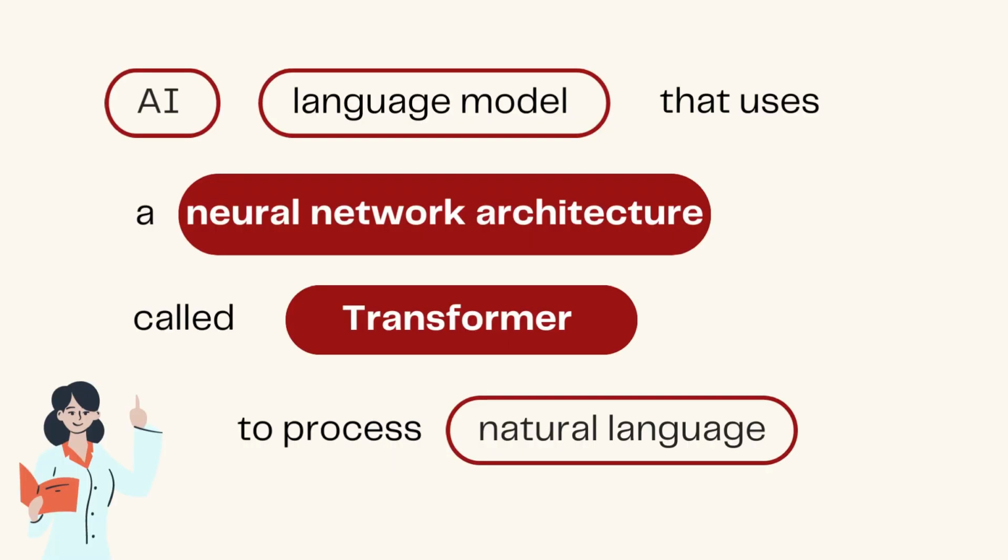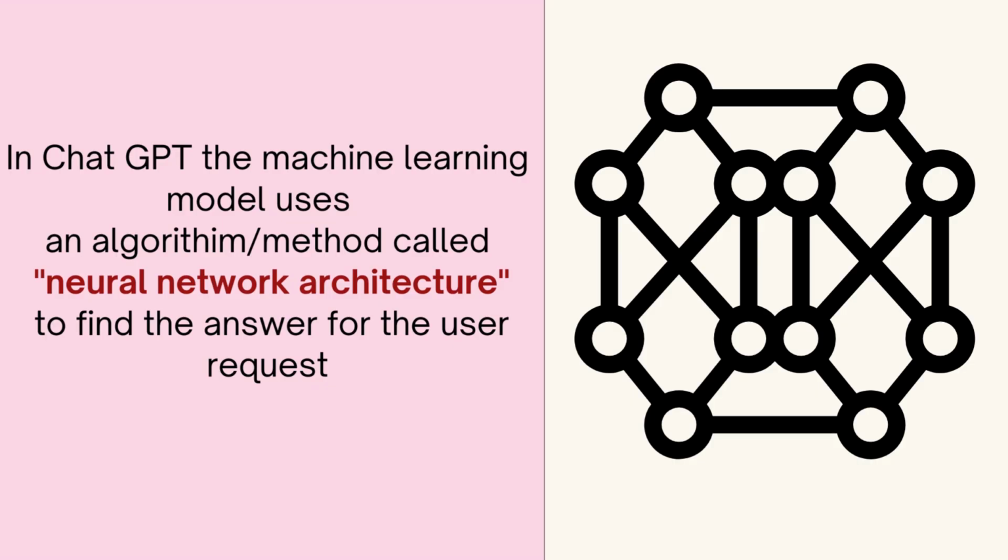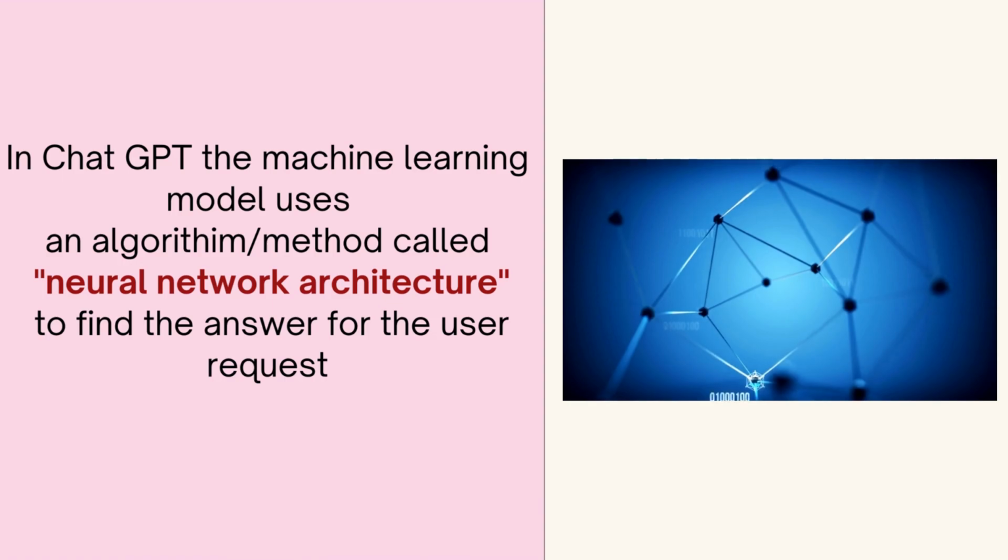So this language model uses a neural network architecture called transformers. This neural network architecture is the algorithm that this machine learning model uses to find the answers for the user. It collects data from multiple sources and tries to predict which is the right answer. And this algorithm is called the transformer.